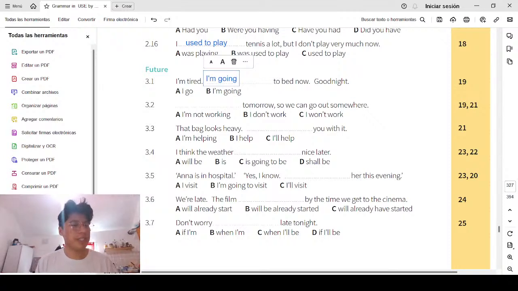we can use the present continuous when we're talking about the future as well. Yeah, I didn't know about that. I didn't know about that as well. For example, I'm going to bed now is an action that you are doing now, but it is also used for a future arrangement as well.